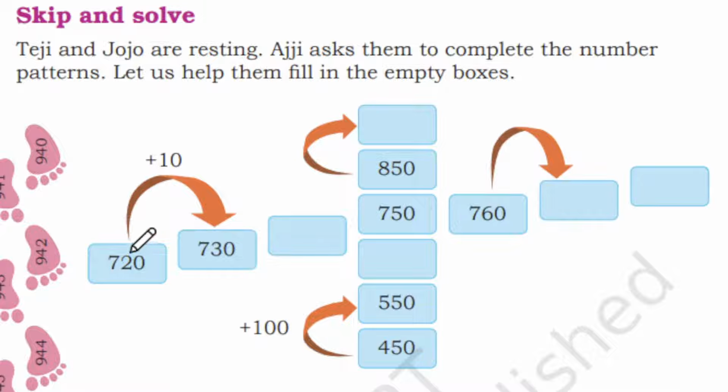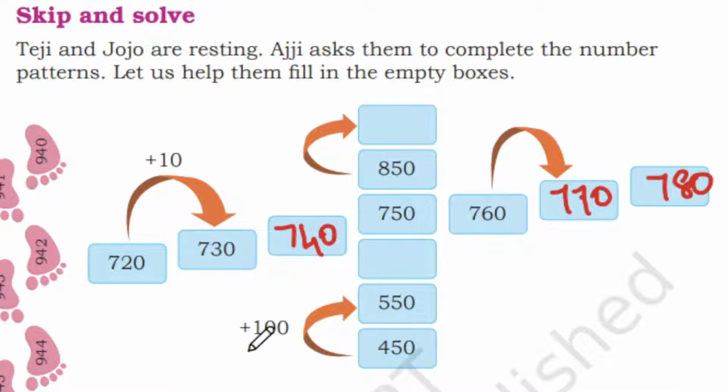So we have 720 plus 10 is 730. So 730 plus 10 is 740. So here you will get 740. So 740 plus 10 is 750. 750 plus 10 is 760. 760 plus 10 is 770. Then 780.